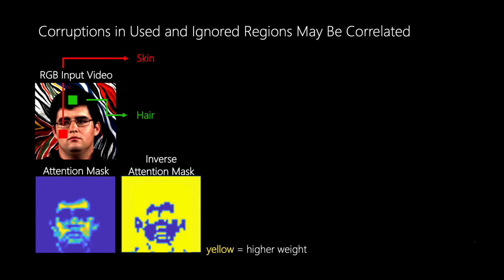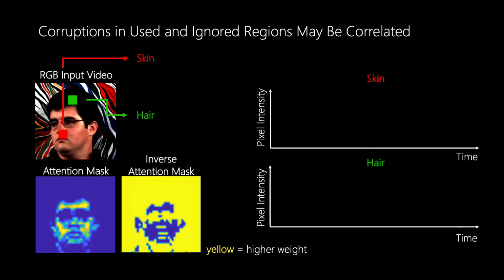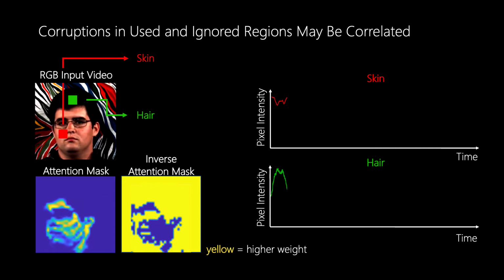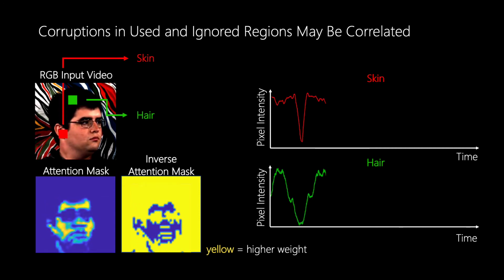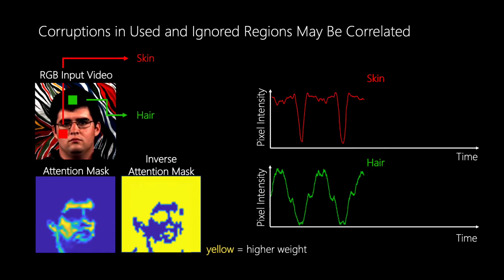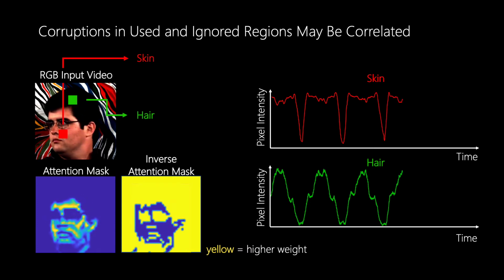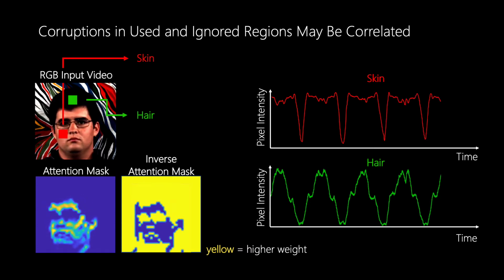While the attention masks capture the regions with strong signals of interest, these regions may be affected by corruption, which is difficult to suppress. The regions ignored by the attention masks may not contain the signal of interest, but they may contain corruptions that are correlated with the corruptions in the attention regions. For example, as the person is moving their head, the hair and skin move together and they will have similar low-frequency corruptions caused by the motion, with the exception that the skin also contains the pulse signal.